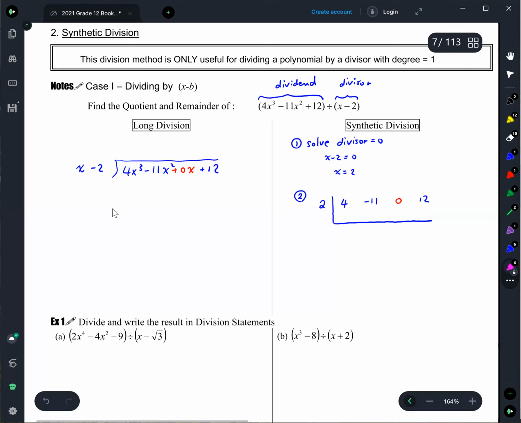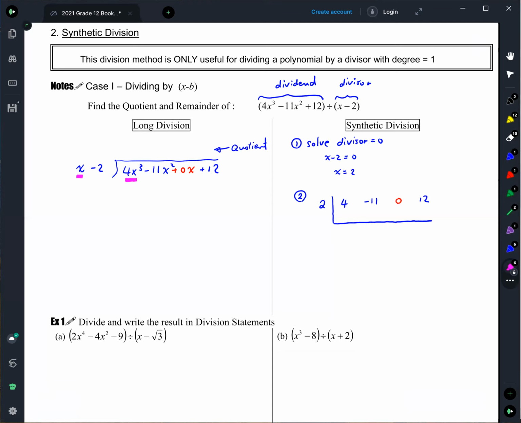Okay, so now let's take a look at long division to find out what should go into the quotient, okay? Quotient is referring to the answer you put at the top. Okay, so you compare the first term with the first term, okay? x needs to be multiplied by what to become 4x cubed? You ask yourself, x times what will be 4x cubed?